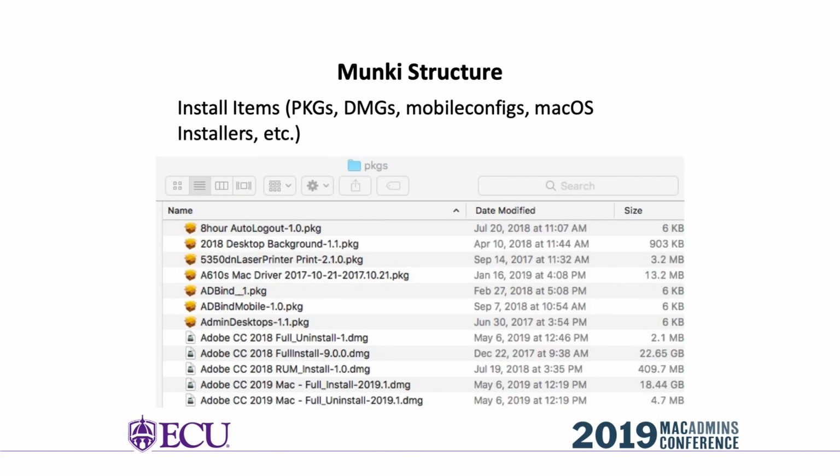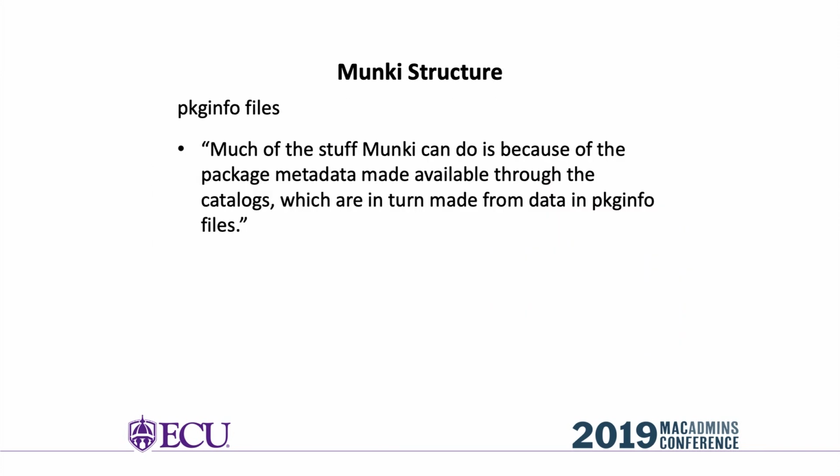So continuing on, what I like to call install items. I don't think that's the official term for all the packages and DMGs and mobile configs, macOS installers. But in the PKGS folder, that's where they are. So package info files for each package item or installer item in the packages folder, there is an associated package info file. And of course, definition from GitHub.